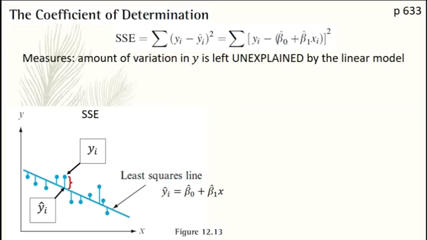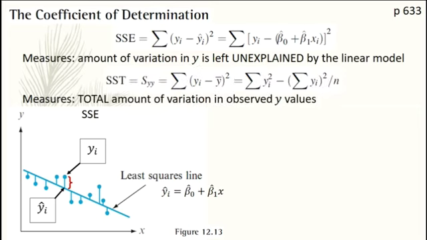Now there is another sum of squares that is of interest. It's called the total sum of squares. The total sum of squares is given by this formula here, and it tells you the total amount of variation in the observed variables.